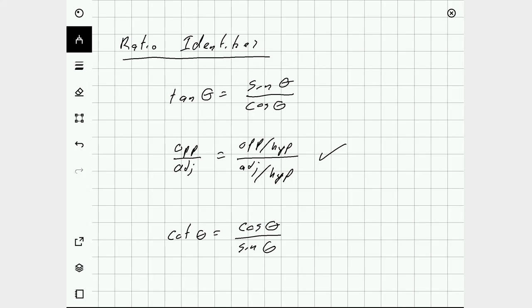The ratio identities and the reciprocal identities are going to be very powerful tools for us in working through the properties of these equations and identifying whether the other equations we look at are also identities.